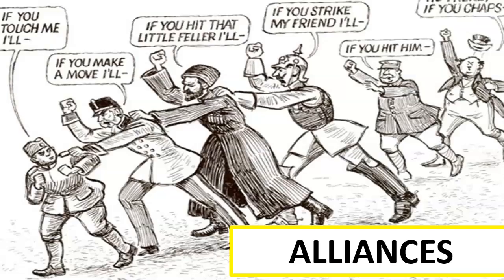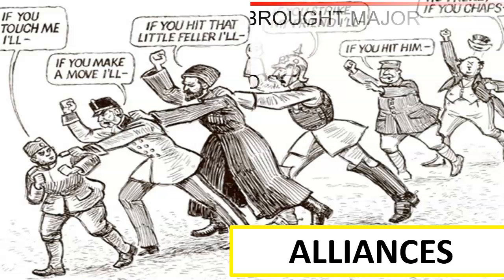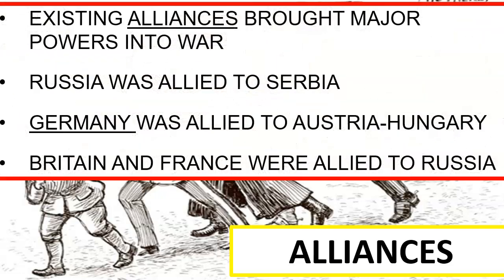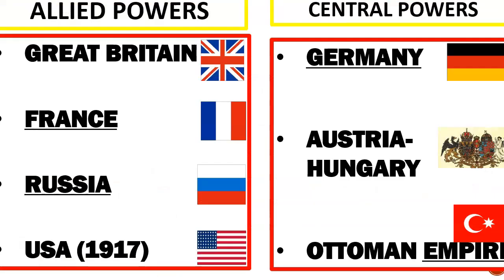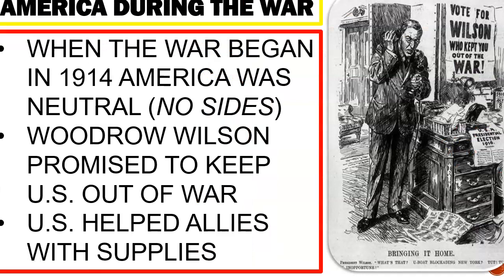Germany was allied with Hungary, and Russia was allied with Serbia. Britain and France were allied with Russia, and all of it brought Europe to war. Great Britain, France, Russia, and later the U.S. were the Allied powers. Germany, Austria-Hungary, and the Ottoman Empire were the Central Powers. The United States stayed neutral until Germany's aggressive actions brought them in 1917.